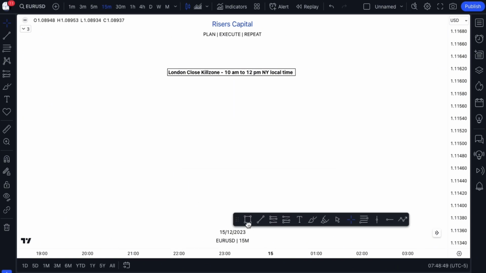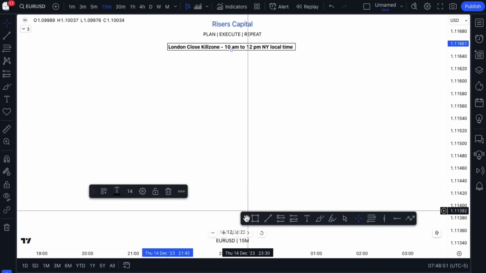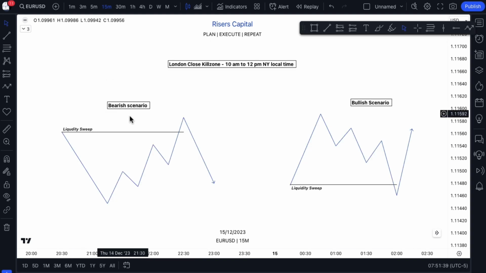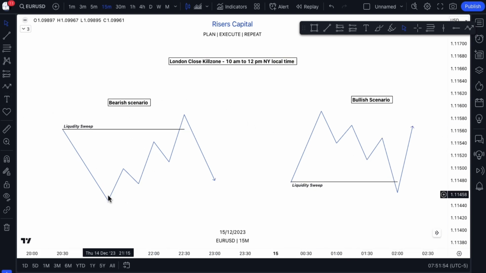Now I'm just going to be quickly drawing some examples. Okay, so here we have a bearish scenario and a bullish scenario. So here is an example if we are going to be selling, so shorting the market, and here we have an example if we're going to be buying the market. So essentially we see that we have this main move of the day, which is just us expanding higher.